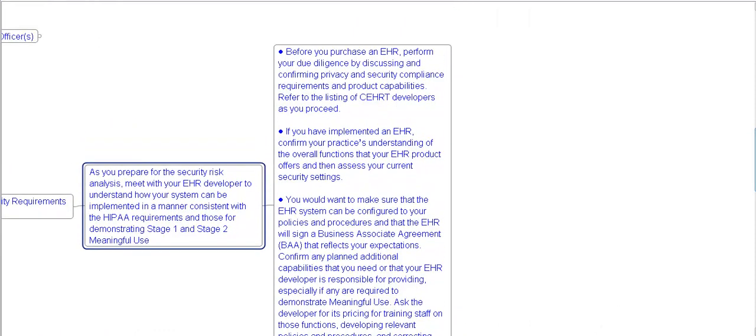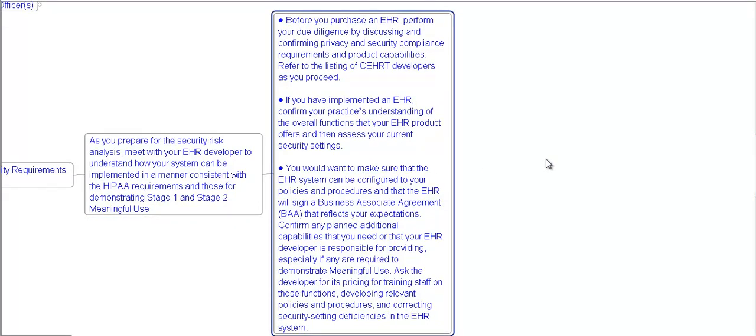Before you purchase an EHR, perform your due diligence by discussing and confirming privacy and security compliance requirements and conduct capability. Refer to the listing of CHPL developers as you proceed. If you have implemented an EHR, confirm your practice's understanding of the overall functions that your EHR product offers and then assess your current security settings. You would want to make sure that the EHR system can be configured to your policies and procedures and that the EHR developer will sign a business associate agreement (BAA) that reflects your expectations.